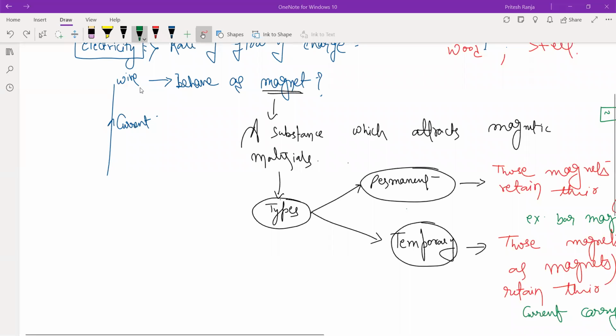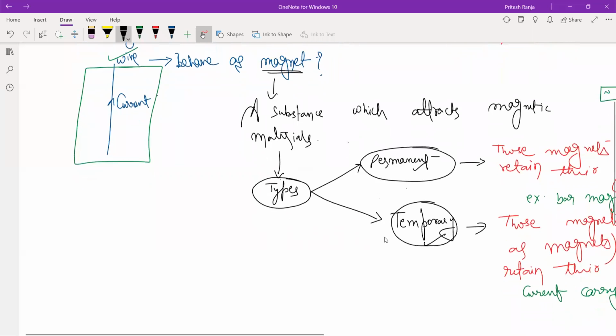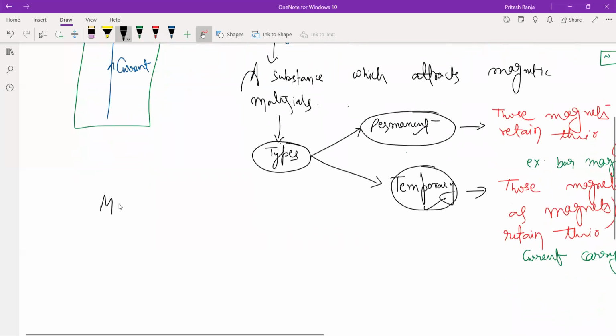If here I am talking about a current carrying wire, and I have even written that a current carrying wire will behave as a magnet. Stress here, it is behaving as a magnet, but it is not a magnet. We cannot say this is a magnet. So if I look at all magnets and their types, be it permanent or temporary, a magnet will have certain properties.